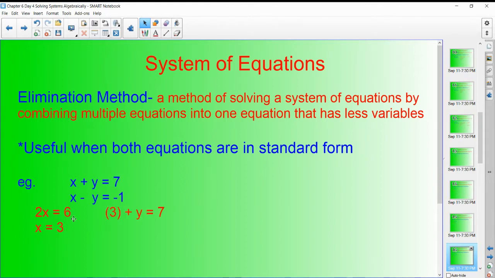We still got to put the x in. I like putting it in the top equation. That's just the first one I always see. And I get y is equal to 4. Now this was the example we did graphing. And we remember the answer was 3, 4. So we're pretty comfortable with that. But if we're not, we could say 3 plus 4 is 7, 3 minus 4 is negative 1. My solution works in both equations.